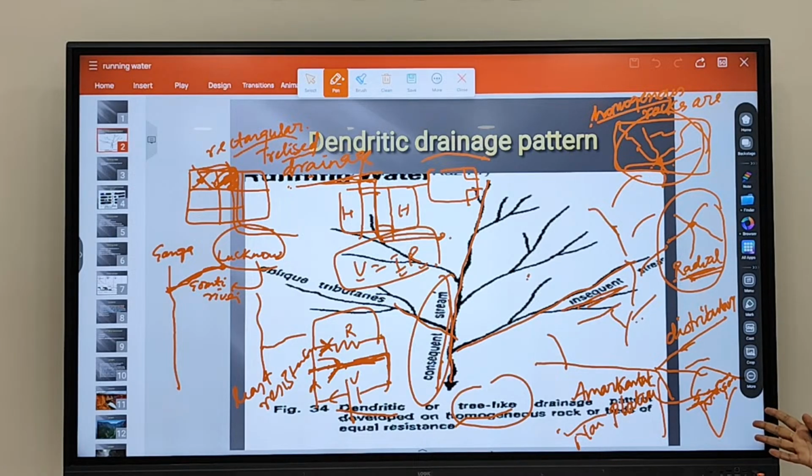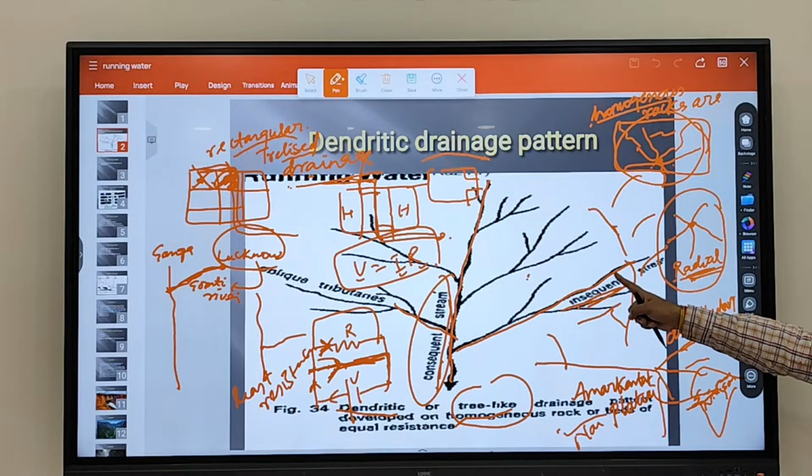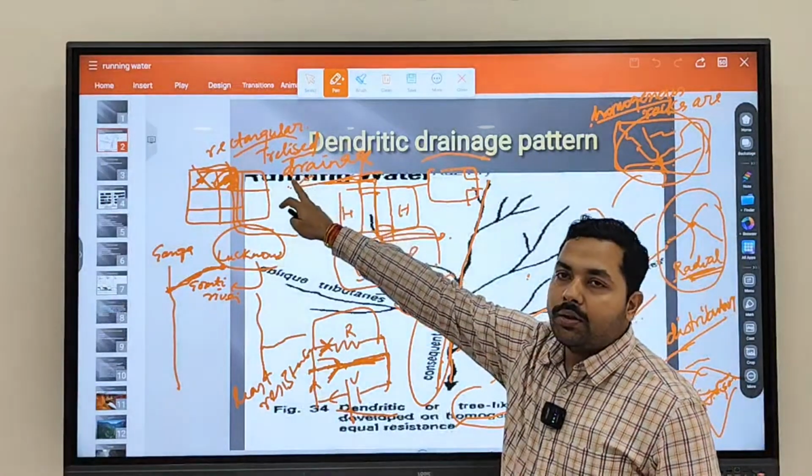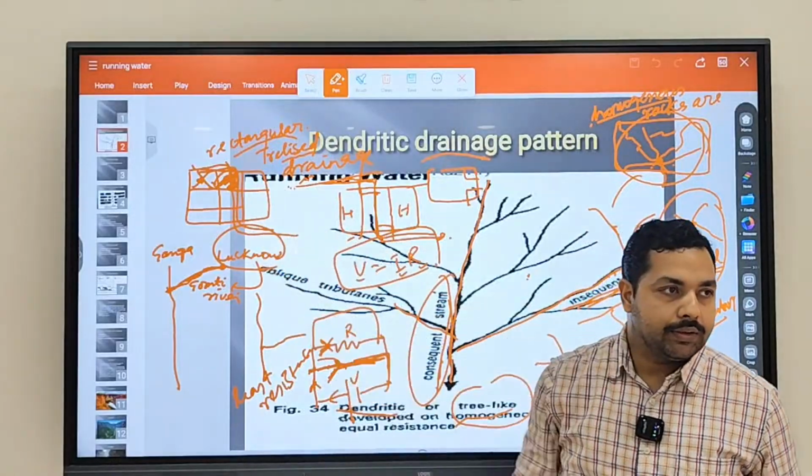A lot of drainage patterns are there, but we'll take them up later. For right now, just remember that when rivers are flowing, not originating, they can form either a dendritic drainage pattern or a rectangular or trellis drainage pattern. Fine.